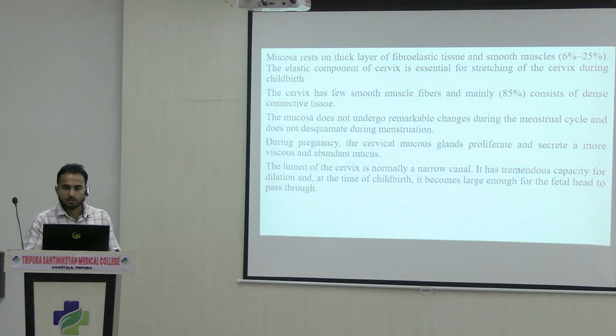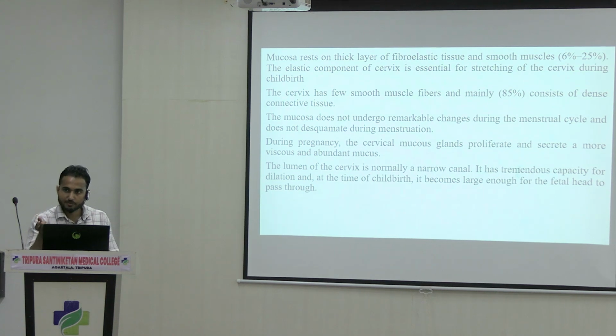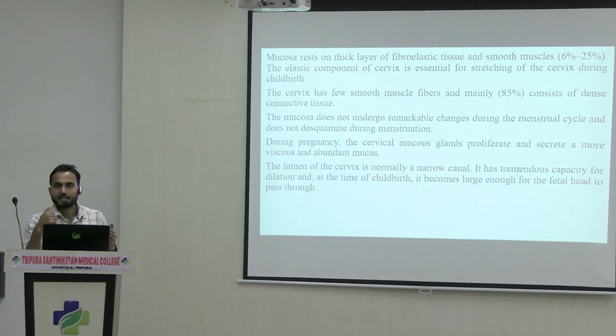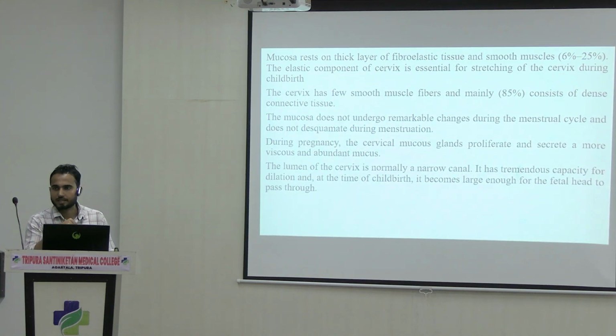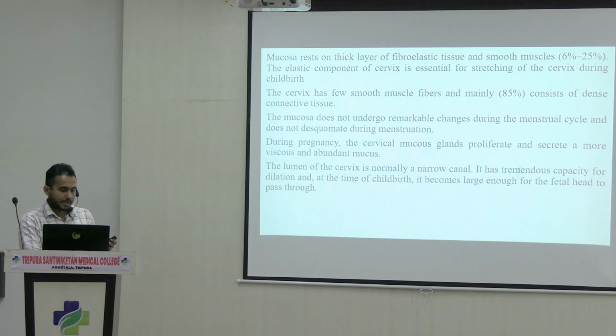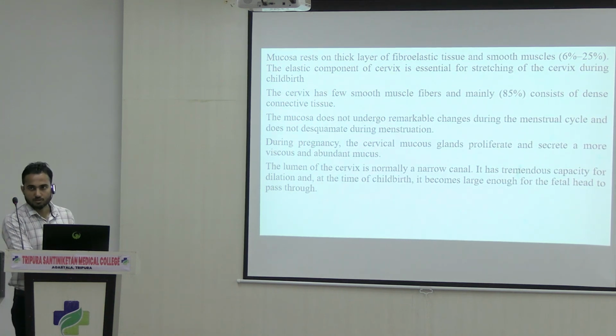So I have mentioned that the mucosa lies on the fibroelastic tissue, where smooth muscle fibers are also there. Along with that, elastic fibers are also there, and that allows the cervix to dilate so that the head of the fetus can come out through the cervical canal. And along with that, dense connective tissue is also present.